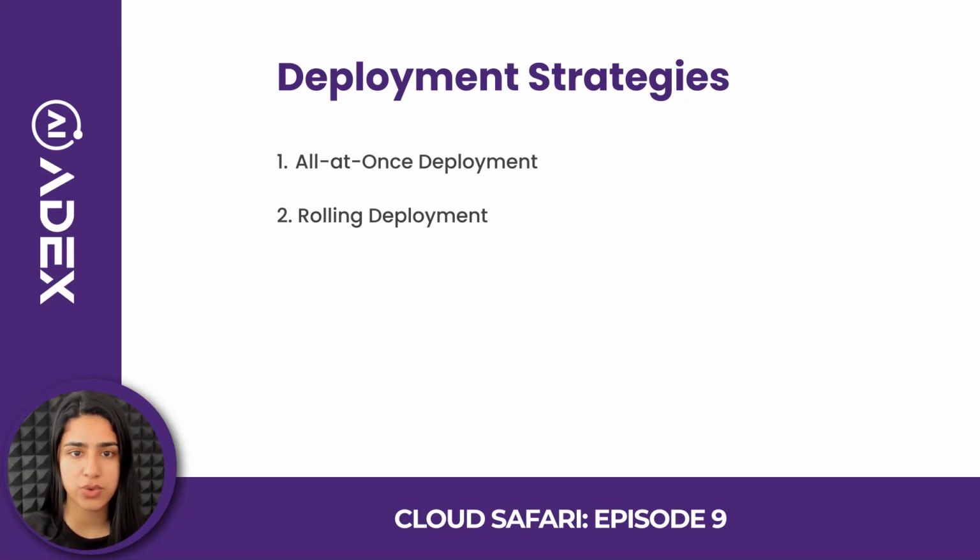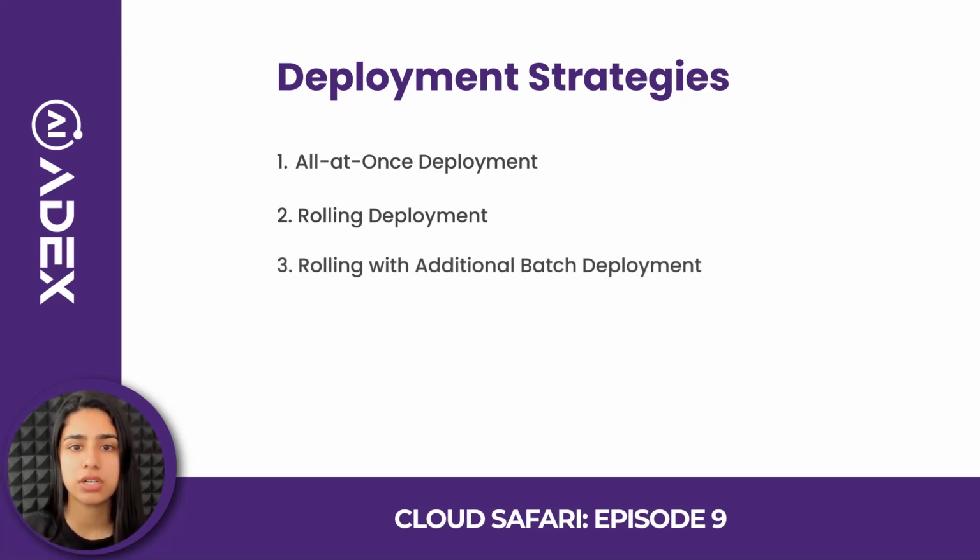The third deployment strategy is rolling with additional batch deployment. It is similar to the rolling deployment strategy, but with an extra batch of instances updated simultaneously. This means that while the regular rolling update is happening, one additional batch of instances is updated at the same time, reducing the overall time of deployment.